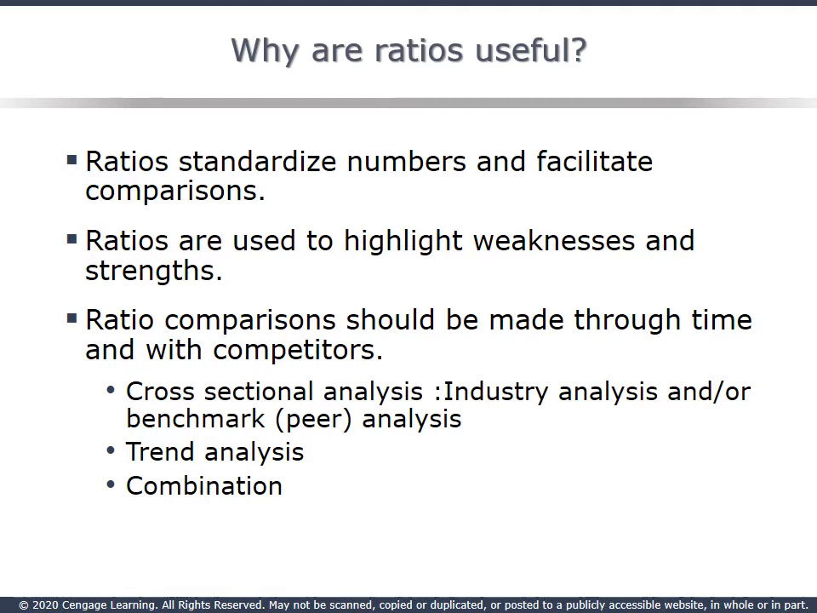A trend analysis is when we compare a firm to itself over time. So we may take one firm and calculate its ratios annually for maybe a 5 or 10-year period and discern, is there a trend going on within that firm? And finally, a combination comparison is one where we combine cross-sectional analysis and trend analysis.